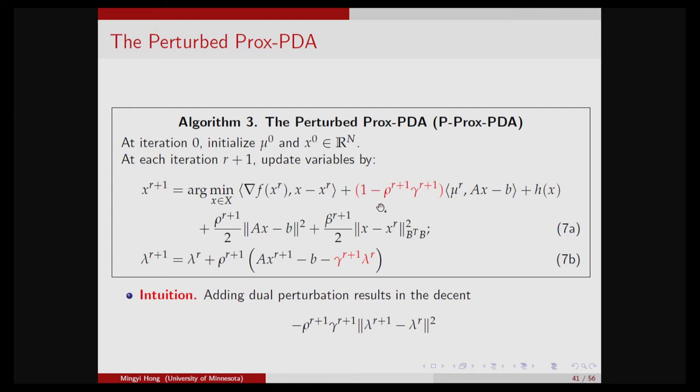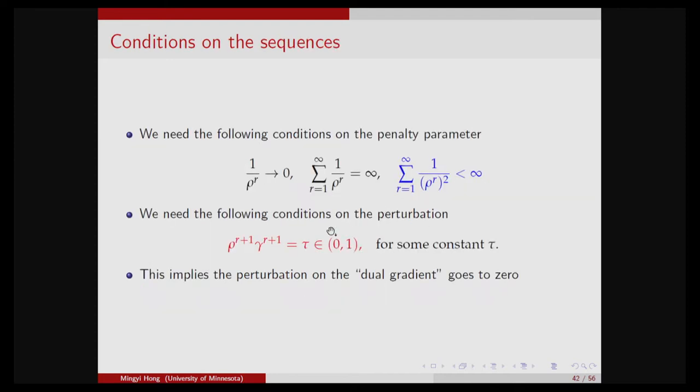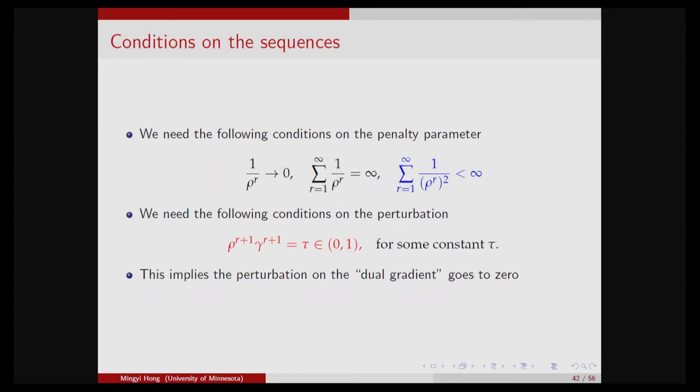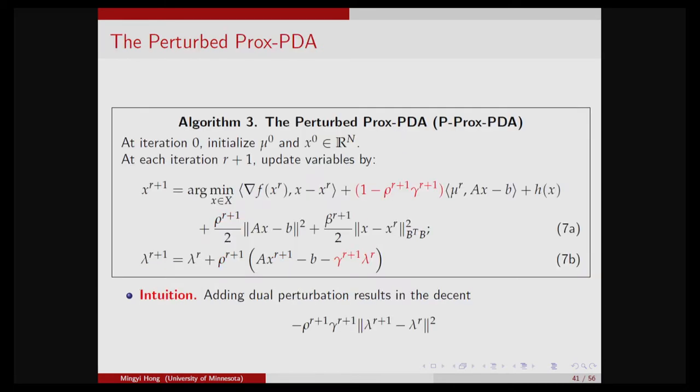So we change the previous algorithm a little bit by adding this perturbation term in the dual, and also by multiplying 1 minus rho times alpha gamma in the objective. Everything else is the same. So the entire implementation of the algorithm is the same, except that I need to perturb this a little bit. The requirement here is that this constant rho and the beta all go to infinity. So it's an increasing penalty. The gamma goes to zero, and the product is a constant between 0 and 1.